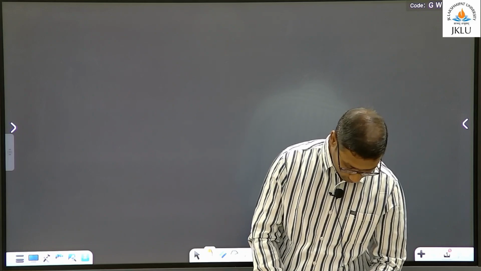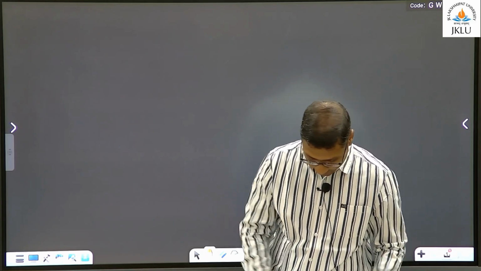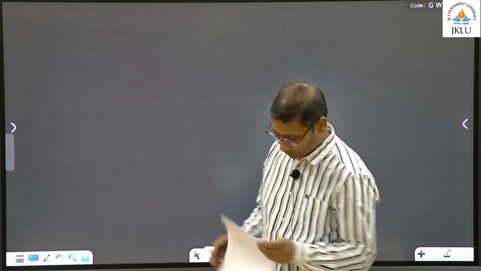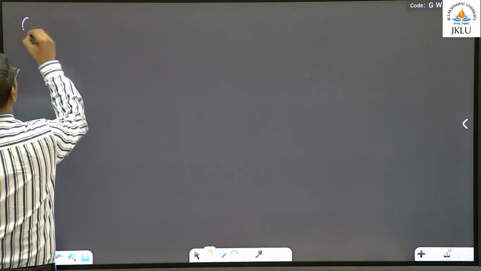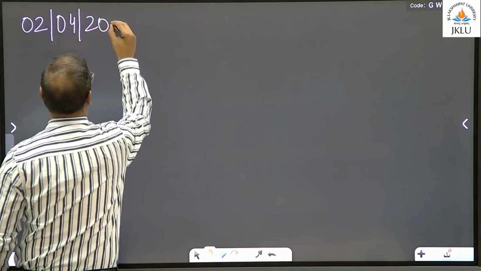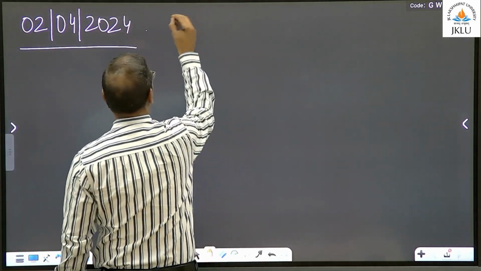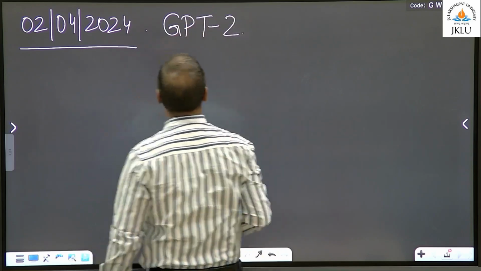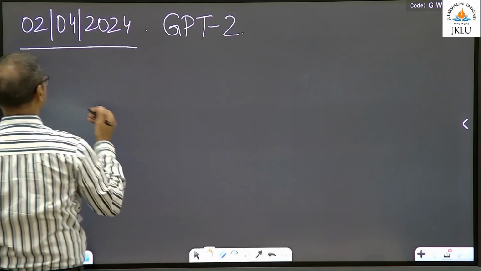Alright, so we were talking about these GPT papers. Today we are going to talk about GPT-2. Date is 02/04/24 and we are going to talk about GPT-2. The title of the paper is, so I will write it explicitly here.